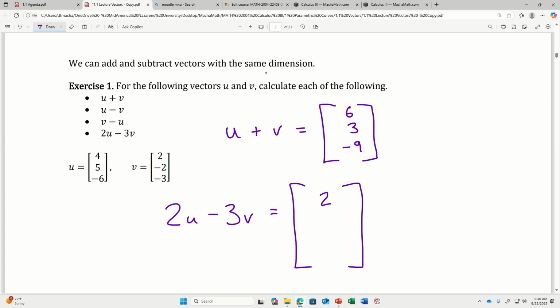8 minus 6, which is 2. 10 plus 10 plus... 10 plus 6. Oh, yeah. It's fun putting out negative 3. Okay.